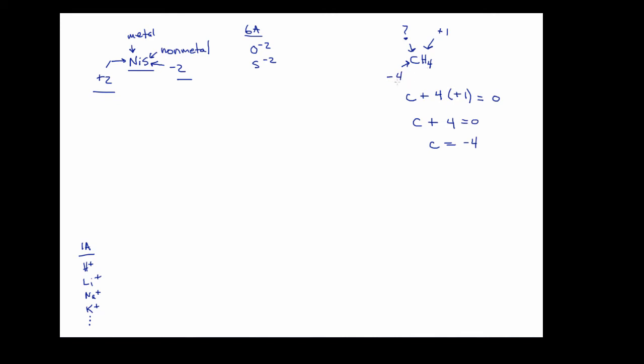When you think about this, it makes perfect sense. Since the hydrogens are +1 and there's 4 of them, that's +4. Total net charge, then the sum of these two things is 0.